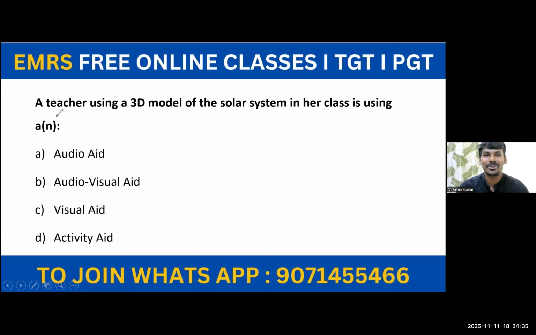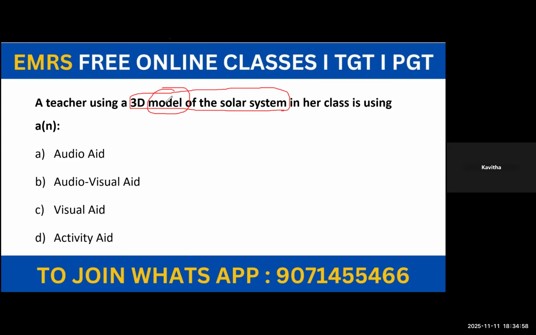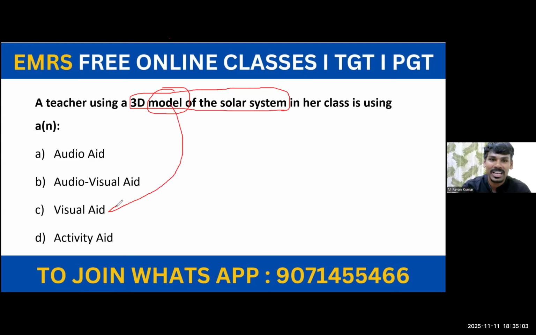Now let us look at the question carefully. A teacher is using a 3D model of the solar system. 3D model. Please focus on this. It's a model. A 3D model means he has just prepared a solar system and brought it to the class. So this model, is it an audio visual aid or just a visual aid? Only a visual aid, sir. Correct. A model can only be a visual aid. If it was a video, then it would become audio visual. Yes, it's just a model. So no problem.